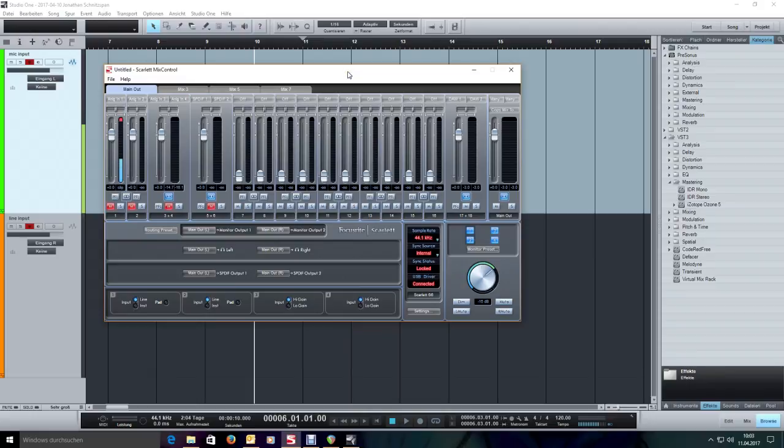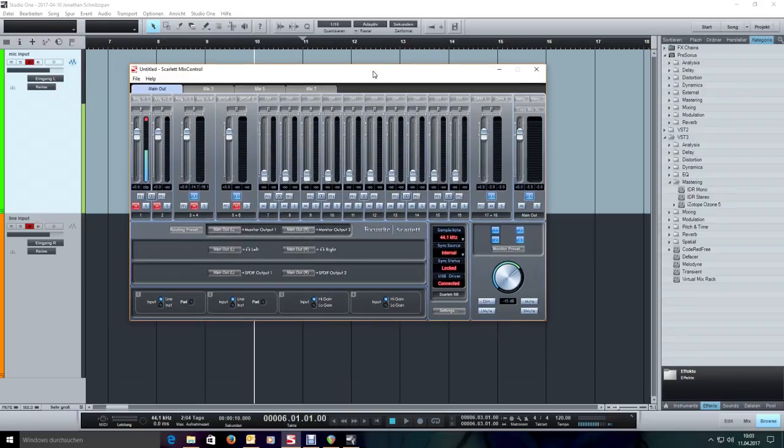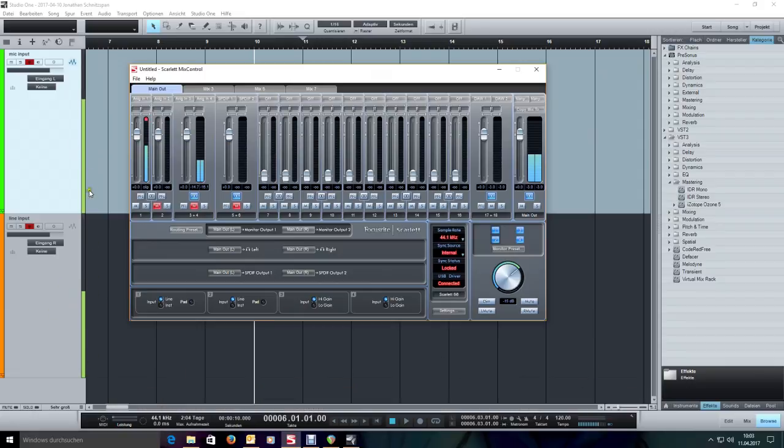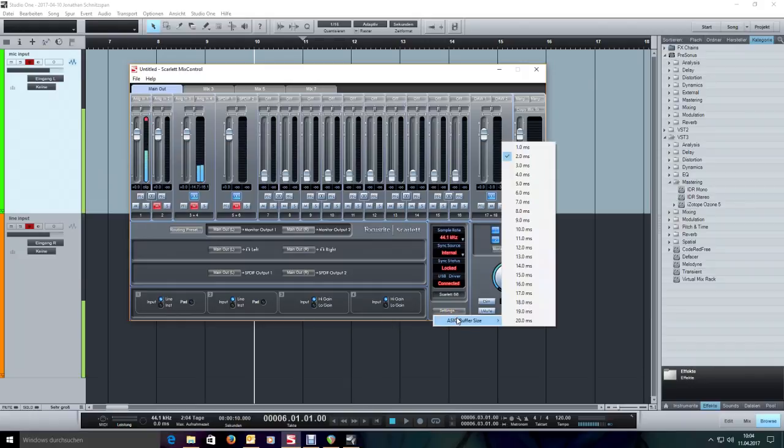First of all, I kind of want to measure the direct monitoring inside the interface. So for that, what I need to do is to unmute the mic. And now we can see on both these tracks I have my peaks. That is what I want. And I set the latency here to 2 milliseconds. Let's see if the direct monitoring is actually 2 milliseconds or what that number there really means.